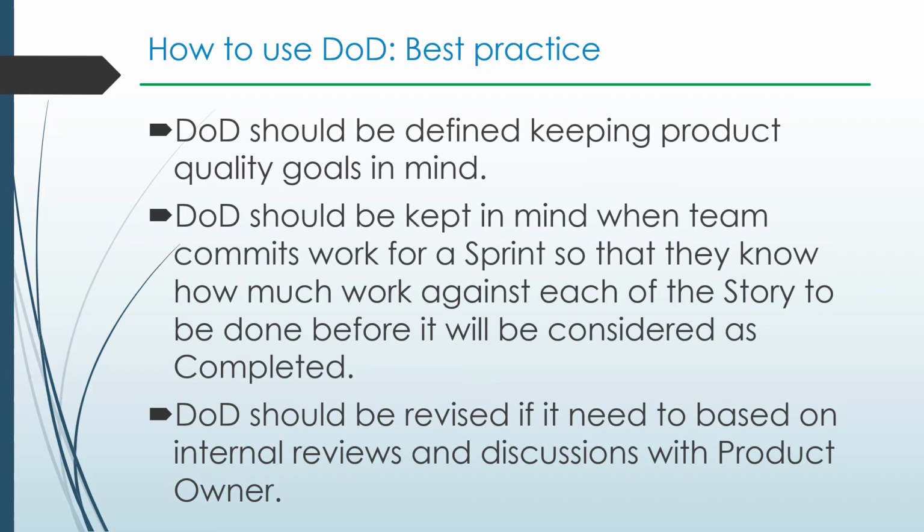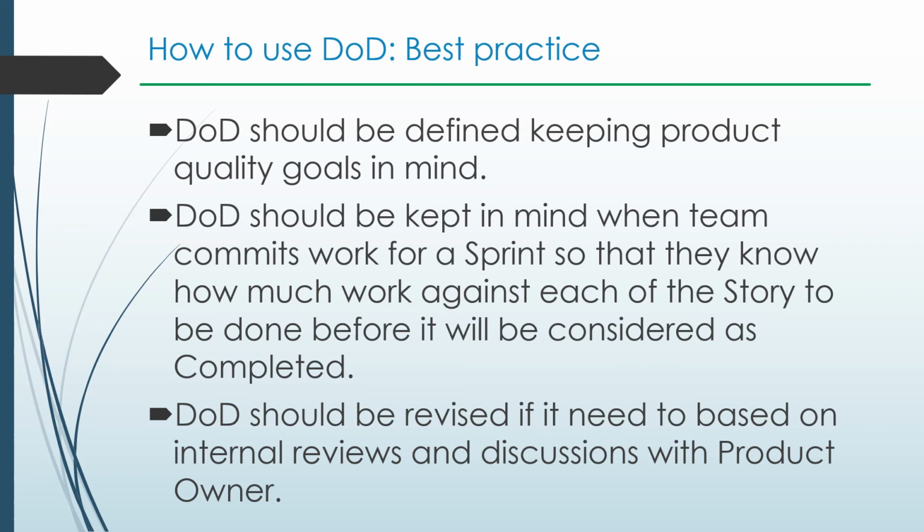Also, when we are doing sprint planning, a team should keep the DoD in mind when they are committing to user stories. They should understand what the DoD criteria are, and it should not happen that they have committed to a user story and later realized that the DoD increases their scope. So a DoD should be kept in mind when the team commits work for a sprint, so that they know how much work against each story is to be done before it is considered completed.